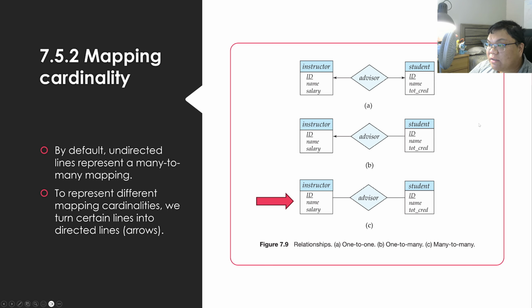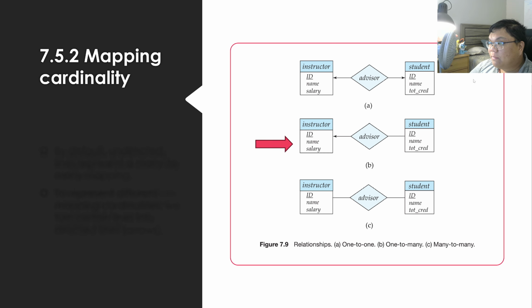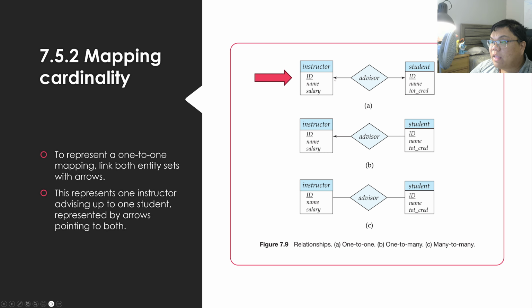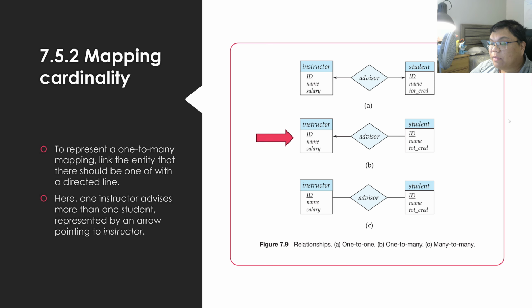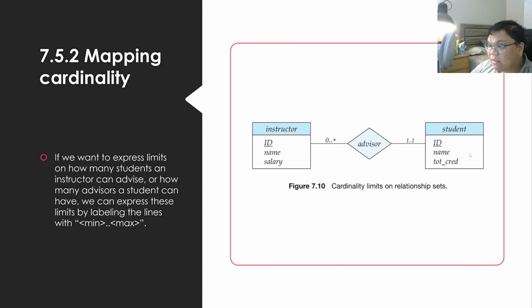If we add arrowheads, the relationship's mapping cardinality changes. So if we have arrowheads on both the instructor and student, that becomes a 1-to-1 mapping cardinality. If we have an arrowhead on just the instructor, that's a one-to-many mapping. Although it's not shown here, if we just have an arrowhead on student and no arrowhead on instructor, that is a many-to-one mapping. We can be more clear, or we can impose limits by adding labels to our lines.